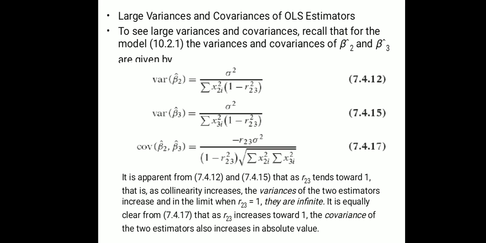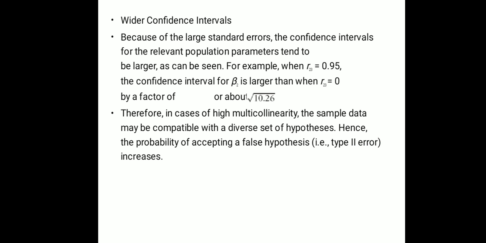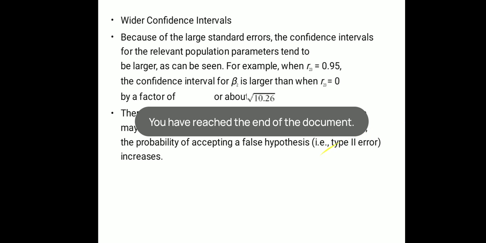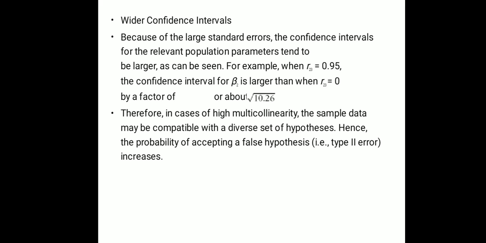To see the large variances and covariances, recall the below equation, the variances and covariances of beta 2 cap and beta 3 cap are given like this, as already explained earlier. So we can say that the confidence interval is also affected. This is for multicollinearity, and this completes multicollinearity.